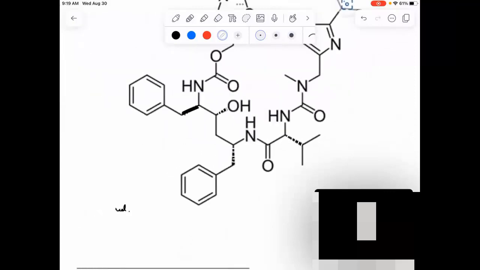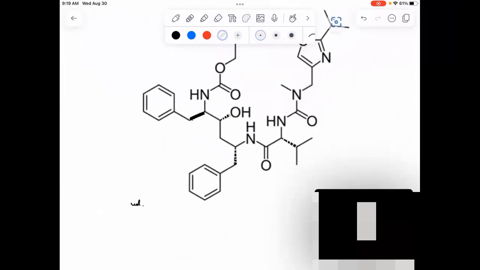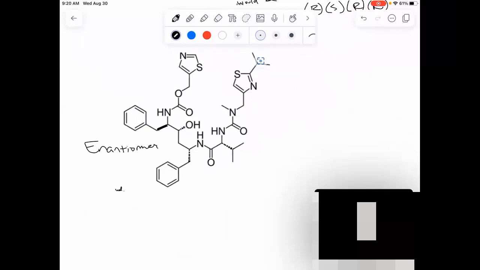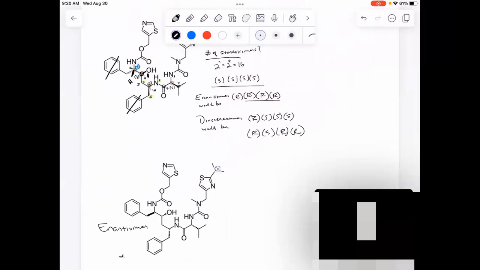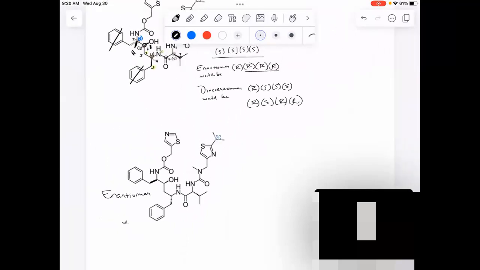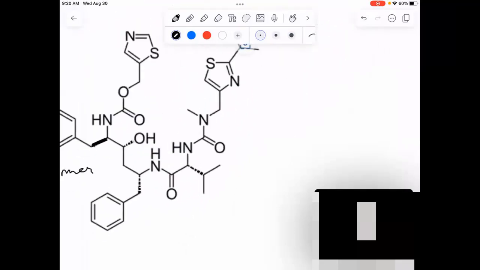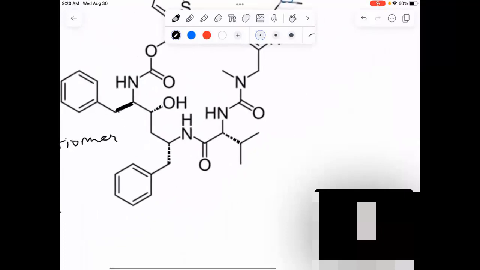Is that right? Compared to the original image here, if it's the enantiomer, we already said everything would be different. So all of your stereocenters would be inverted. All right.